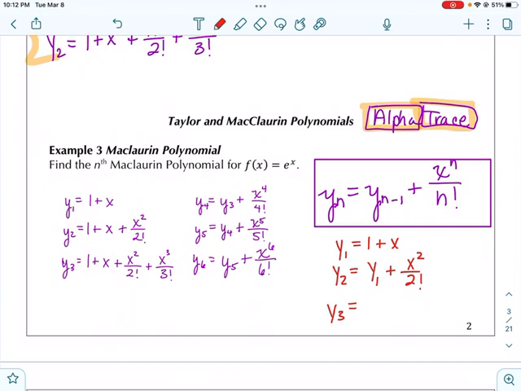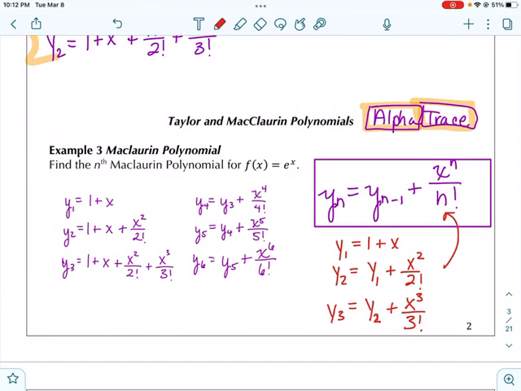You'll be using your alpha trace to pull up the y's, y sub 1 plus, then you have x cubed over 3 factorial. So, I'm sorry, y sub 2 for y sub 3. So you keep adding the previous one. And as you're building this, you can see here's the formula I'm using to do this. But just check these out.